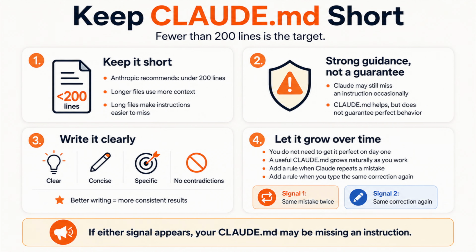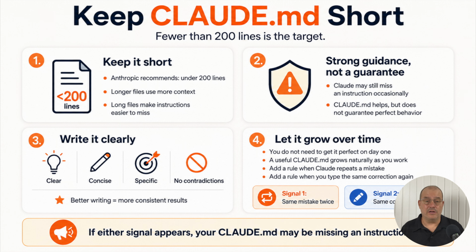Finally, keep the files short. Anthropic recommends targeting fewer than 200 lines. Longer files use more context and can make individual instructions easier to miss. One important note: CLAUDE.md is strong guidance, not a guarantee. Claude may still miss an instruction occasionally. That's why the file should be clear, concise, specific, and free of contradictions. The better it is written, the more consistently Claude can follow it.